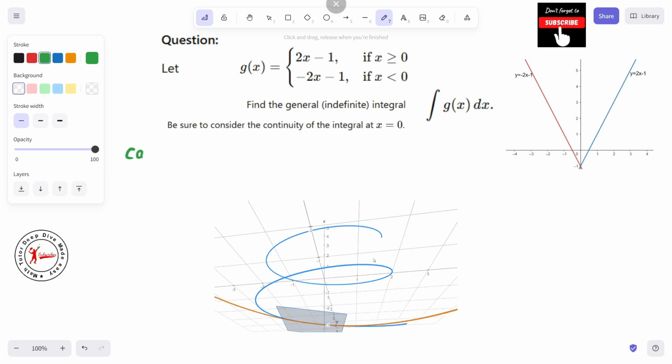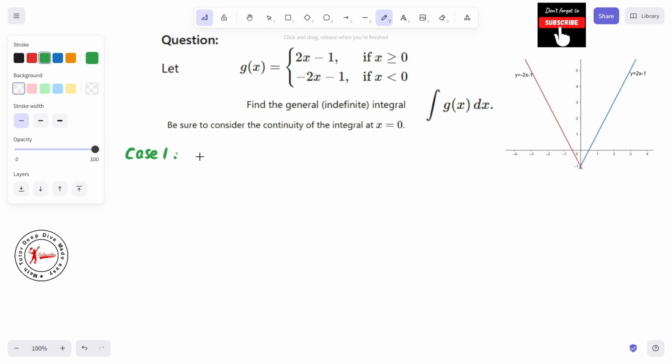Next, integrate each piece separately. Now let's find the integral piece by piece. First case, for x greater than or equal to 0, we are integrating the expression 2x minus 1 with respect to x. The antiderivative of 2x is x squared. The antiderivative of negative 1 is negative x. And of course, we add a constant of integration, which we'll call capital C1. So in this case, the integral is x squared minus x plus C1.